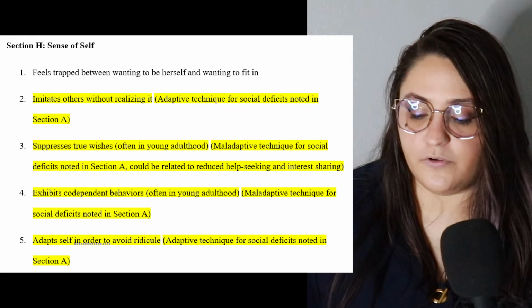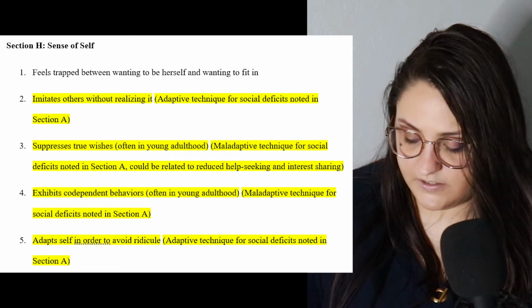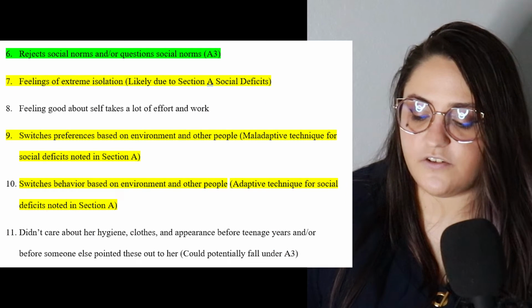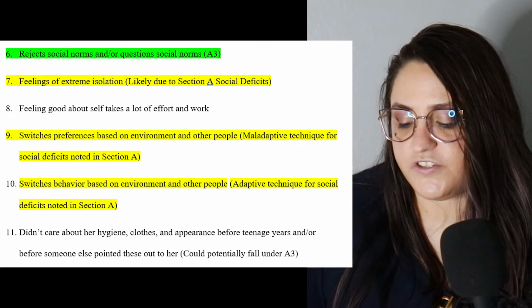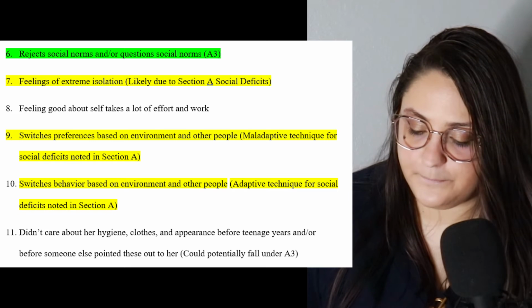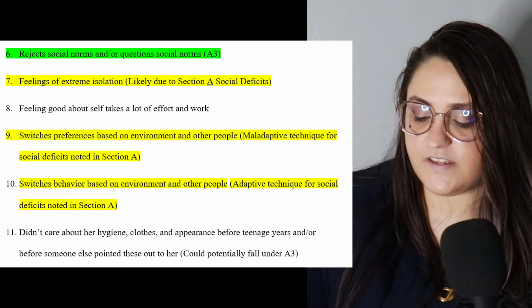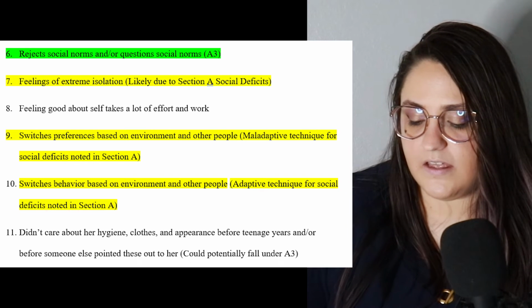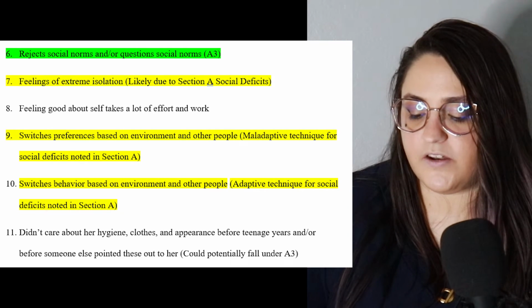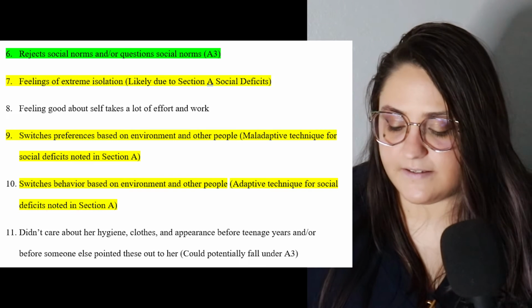Adapts self in order to avoid ridicule. Again, adaptive technique for social deficits noted in section A. Rejects social norms and or questions social norms. This actually does fall under A3. Feelings of extreme isolation. This one's likely due to the section A social deficits. Again, feeling good about self takes a lot of effort and work. I didn't feel that was close enough to be considered adjacent.